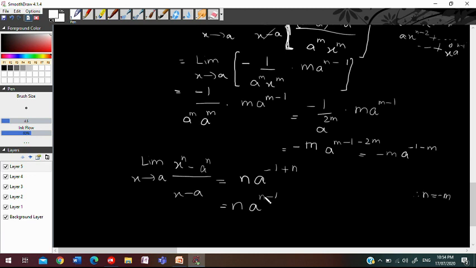When the n is a positive integer or when the n is a negative integer, we have the same result. So this is the very important theorem, and now we have used this theorem to the second example, when we are taking the limit x approaches to zero and with the different function.